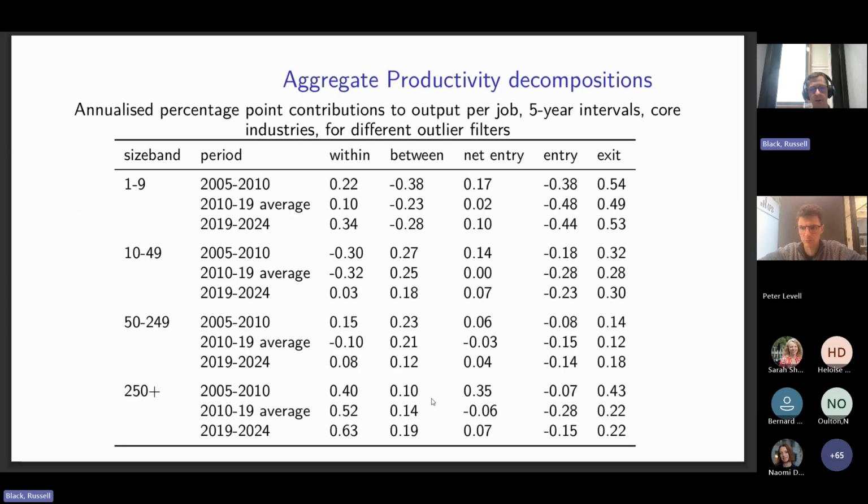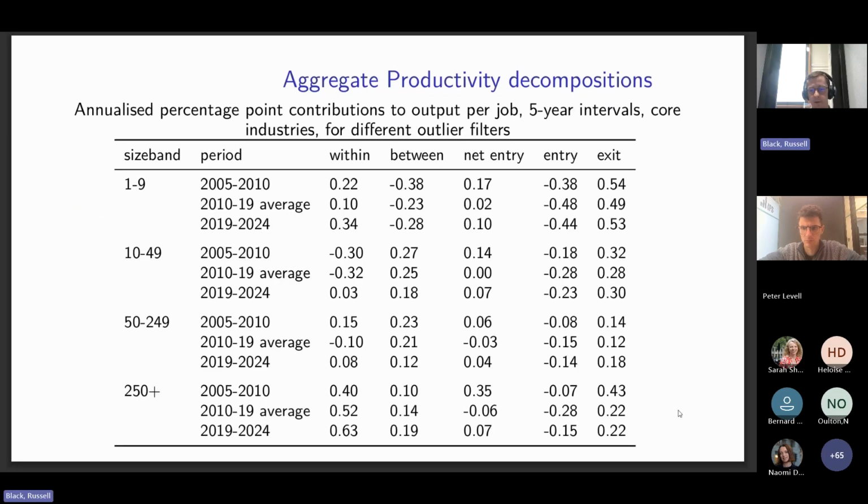How does this change by size of firm? Not much, actually. So by size of firm, the within firm growth being stronger is, as much as the within firm growth varies by the different outlier specifications, it's still stronger across all of the size bands. The lower entry falling and then recovering a bit, that is also the case pretty much across all of the size bands.